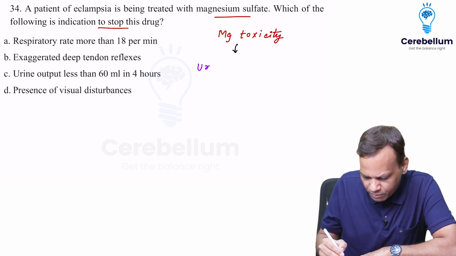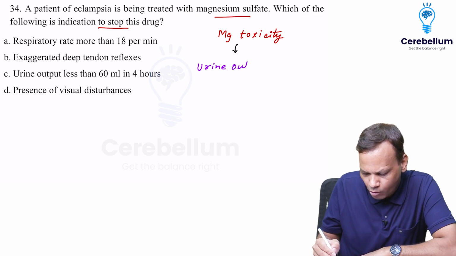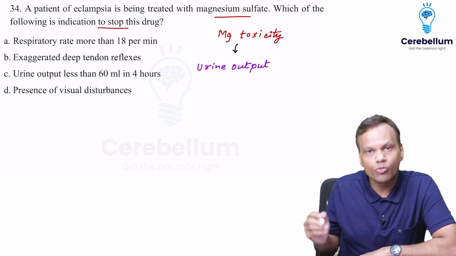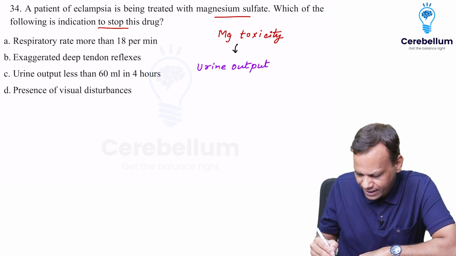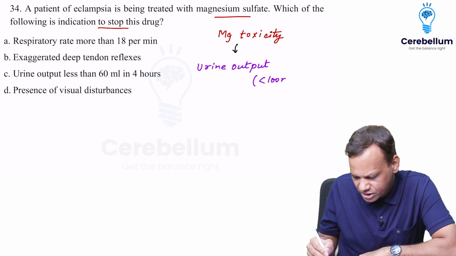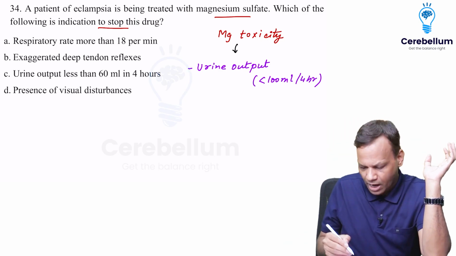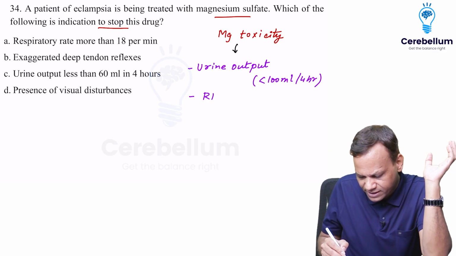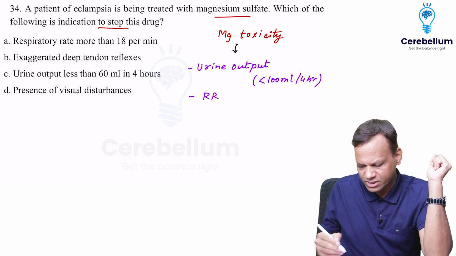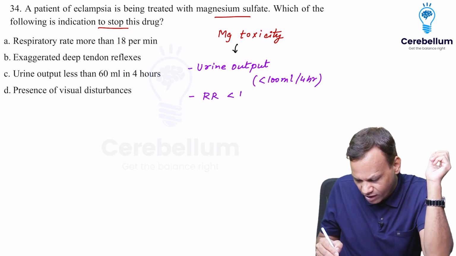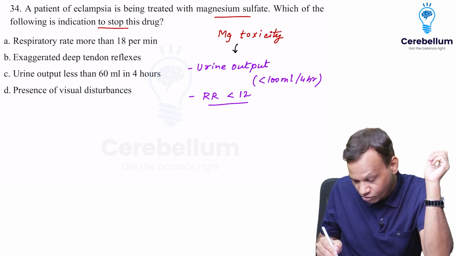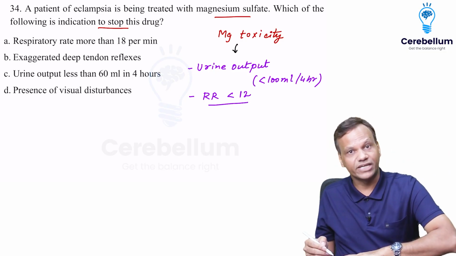Most important will be urine output. If the urine output is less than 100 ml in the last 4 hours, it is an indication to stop giving magnesium. So this is number one. Apart from that, we will monitor the respiratory rate. If the respiratory rate is less than 12, it is an indication for stopping the magnesium.